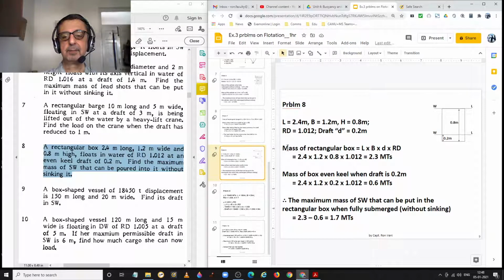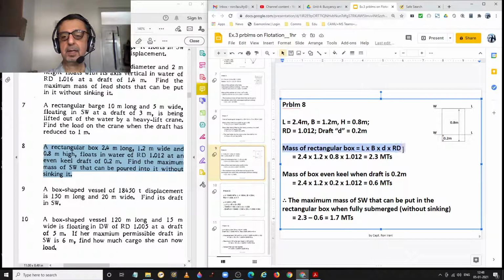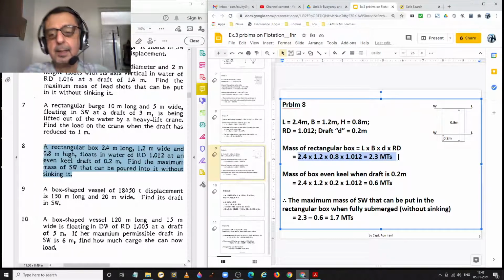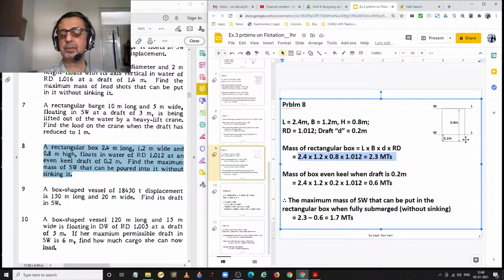The mass of the rectangular box at 0.8 meter height will be equal to length into breadth into draft multiplied by RD, that is 2.4 multiplied by 1.2 multiplied by 0.8 multiplied by RD 1.012 equal to 2.3 metric tons.